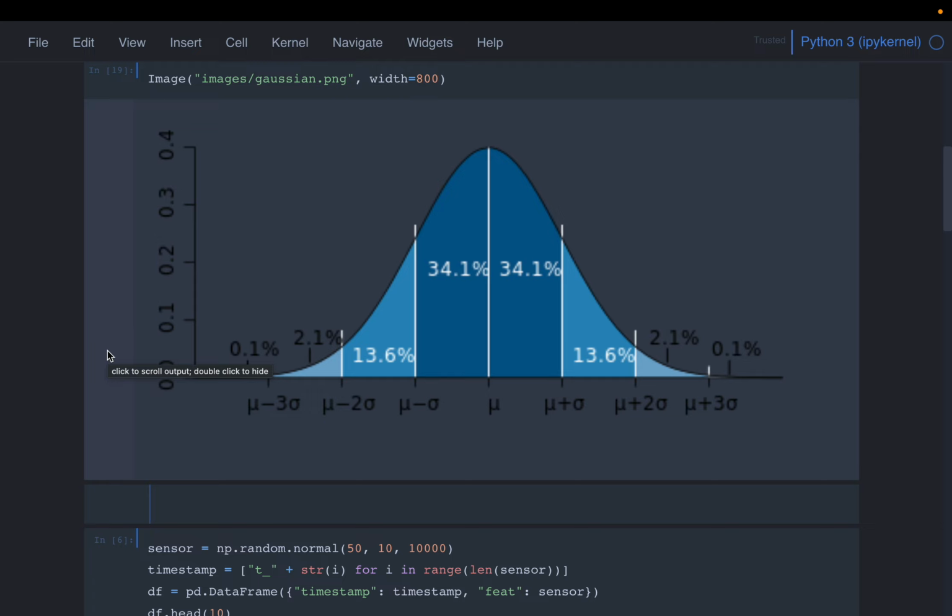Now what we are going to do is, for our given data set, compute the mean, and compute for each value how many standard deviations away the value is from the mean. That number of standard deviations away, we are going to use for binning.